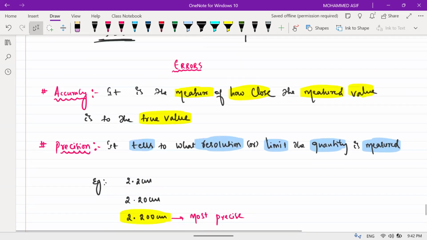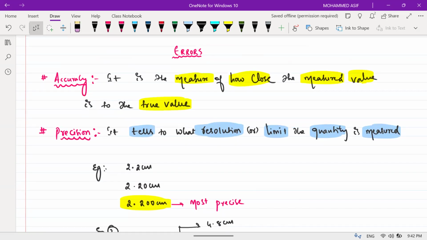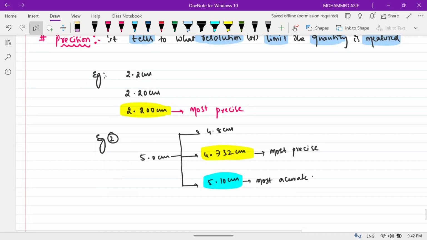Yes, sir. We get assertion and reason type questions on this, and that is the reason I'm giving you the accurate definitions. Accuracy is the measure of how close the measured value is to the true value, whereas precision tells what resolution, up to what value you can resolve it. Like say 2.2, 2.20, 2.200. 2.200 has the most resolution. That is the reason I'm telling it is the most precise.